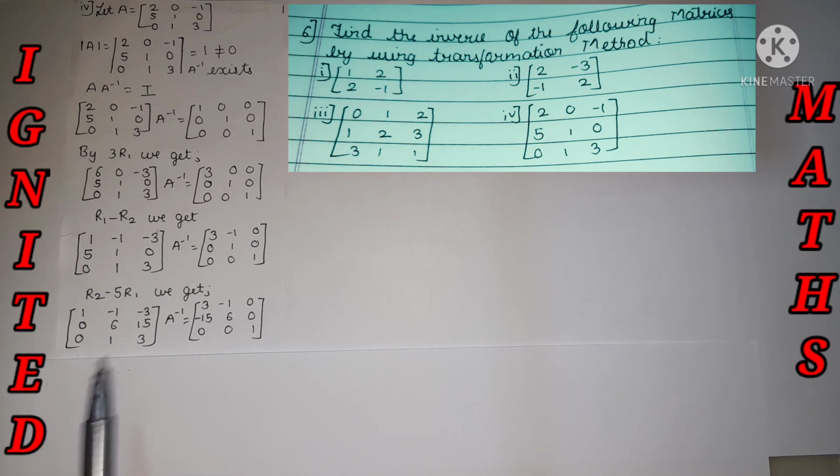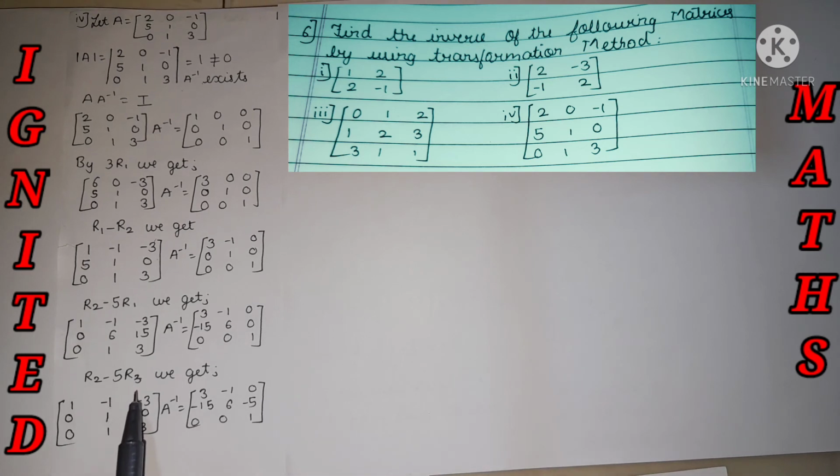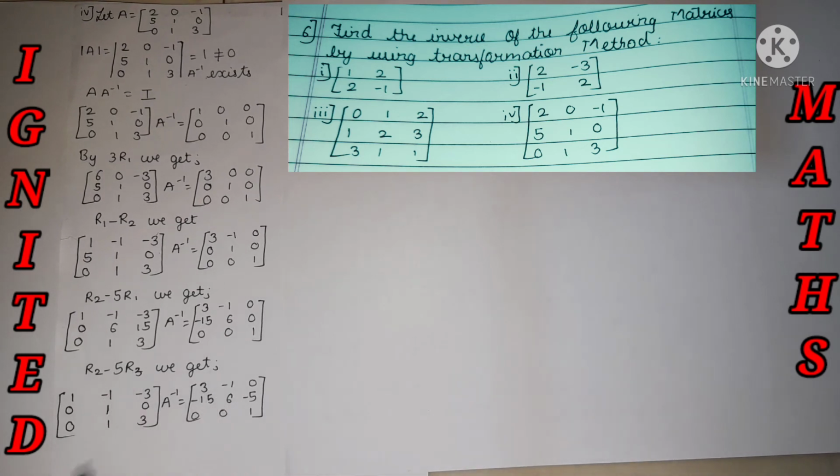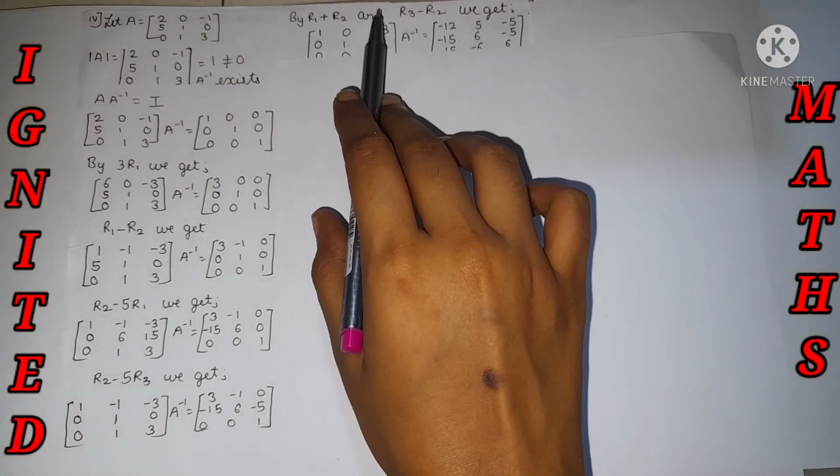Now let's move to the second column. I have done the calculation over here, R2 minus 5 R3, so that I can bring this element as 1. Do the calculation at the RHS also. Don't forget to do it because it's the most important thing. Just repeat the operation on the right side as well.